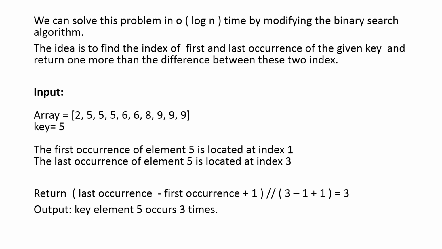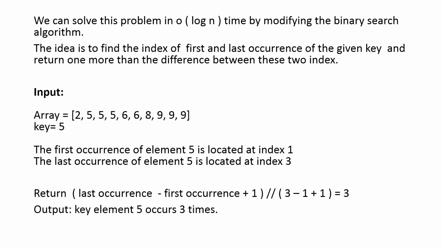So the given key is 5. First of all, you have to find the index of the first occurrence of the given key, that is 1. So the first occurrence of element 5 is located at index 1, and you have to find the last index of the given key. So the last occurrence of element 5 is located at index 3. You can see here, 3.